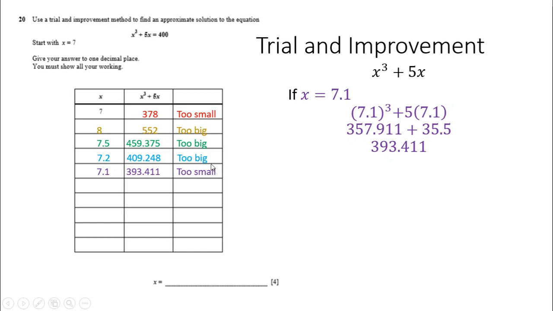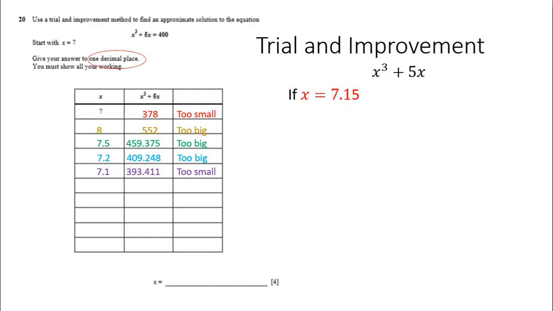I really want to be sure. I'm going to try the value right in between. Even though my answer only needs to be to one decimal place, if I try the number right in between, I'll be sure that I've got the right answer to one decimal place, 7.2 or 7.1. So last number to try, the number right in between, 7.15. So 7.15 cubed plus 5 times 7.15 makes 401.276. That is too big.